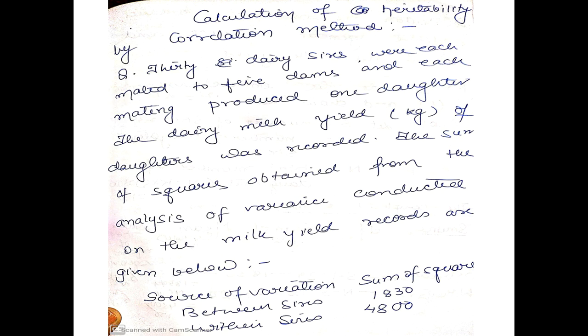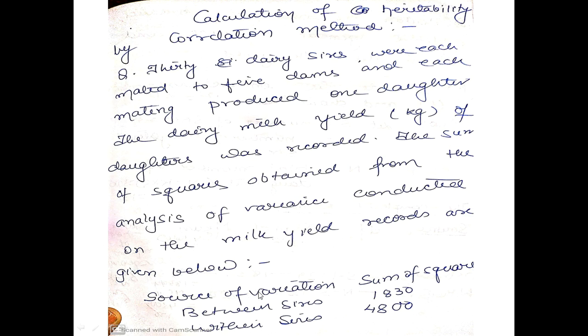So the question is: 30 dairy sires were each mated to 5 dams and each mating produced one daughter. How many matings were there? 30 dairy sires were each mated to 5 dams, so there was a total of 150 matings, and one daughter was produced in each mating. So a total of 150 daughters were produced. The milk yield of daughters was recorded. The sums of squares obtained from the analysis of variance conducted on the milk yield records are given below.